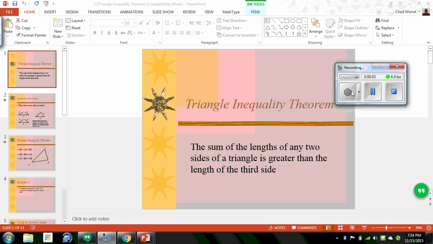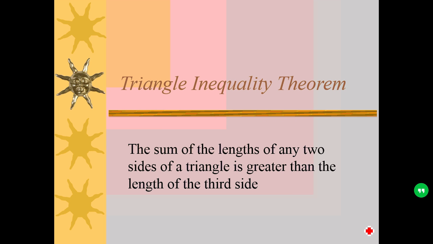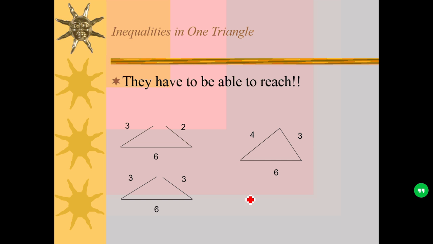All right, this next lesson is on the triangle inequality theorem. What it technically states is that the sum of the lengths of any two sides of a triangle is going to be greater than the length of the third side. So the sum of the lengths of any two sides of a triangle needs to be larger than the third side. And really what that boils down to is that if you take the two smaller sides and add them together, they have to be larger than the third side.